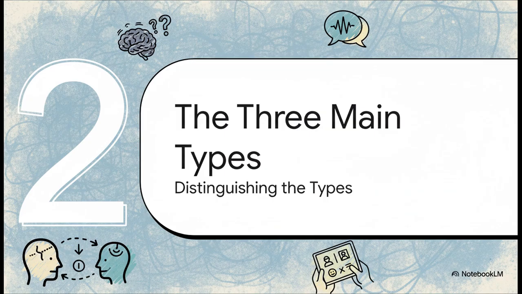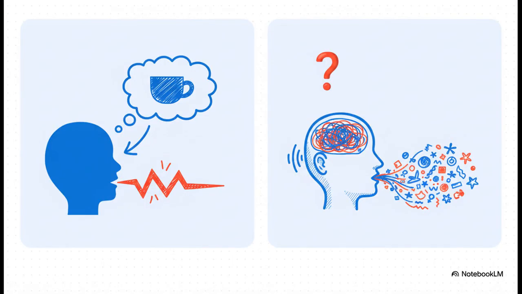Okay, so we've got aphasia down. Now let's zoom in on the 3 main disorders you're definitely going to see. Nailing the difference between aphasia, apraxia, and dysarthria, that's going to be a game changer for you on those tricky questions. Aphasia itself kind of breaks down into 2 main types. First, you've got expressive aphasia, also called Broca's. Think of this as broken speech. You know exactly what you want to say, but getting the words out is a real struggle.